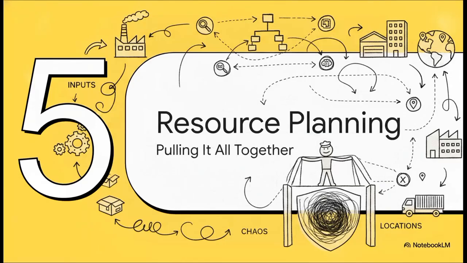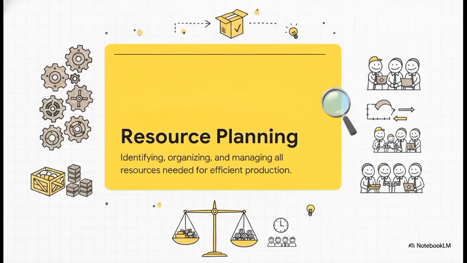To avoid total chaos, managers really have to orchestrate this massive system. Let's look at our final section, Section 5, Resource Planning. This is where resource planning comes in. It's the ultimate balancing act. We're talking about the complex process of figuring out exactly what materials and labor you need, exactly how much, and exactly when and where they need to be deployed to perfectly meet customer demand without missing a single beat.